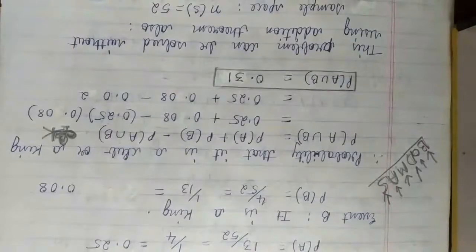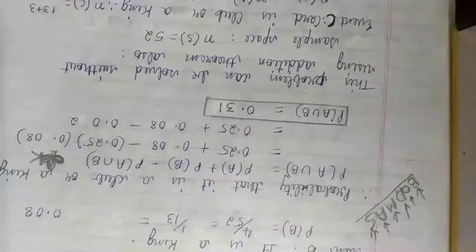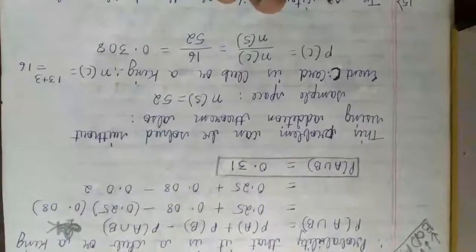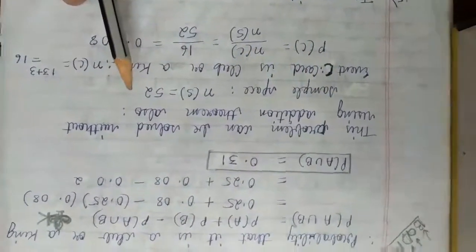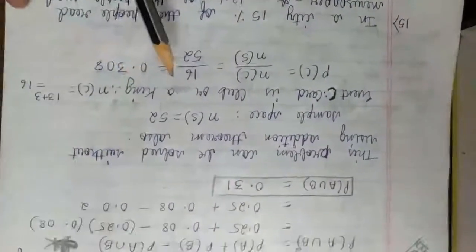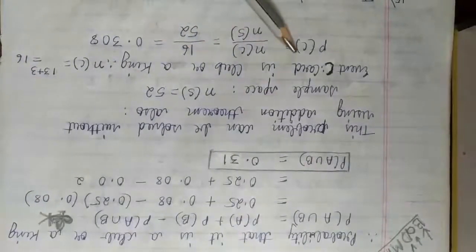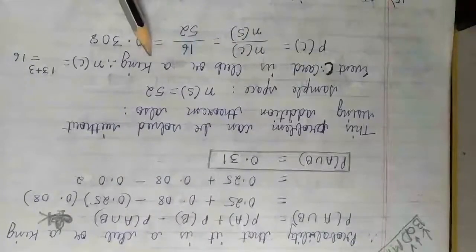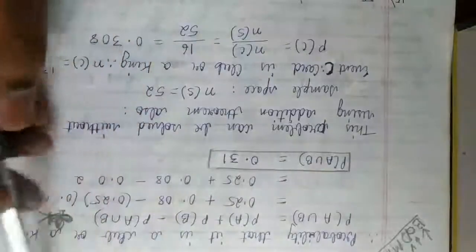This problem can also be solved without using the addition theorem if you want. So how can this be solved? Let's see. Sample space, we know n of S is equal to 52, because 52 playing cards are there. Now event C, suppose the card is a club or a king. That is what they have asked. What is the probability that it is a club or a king?